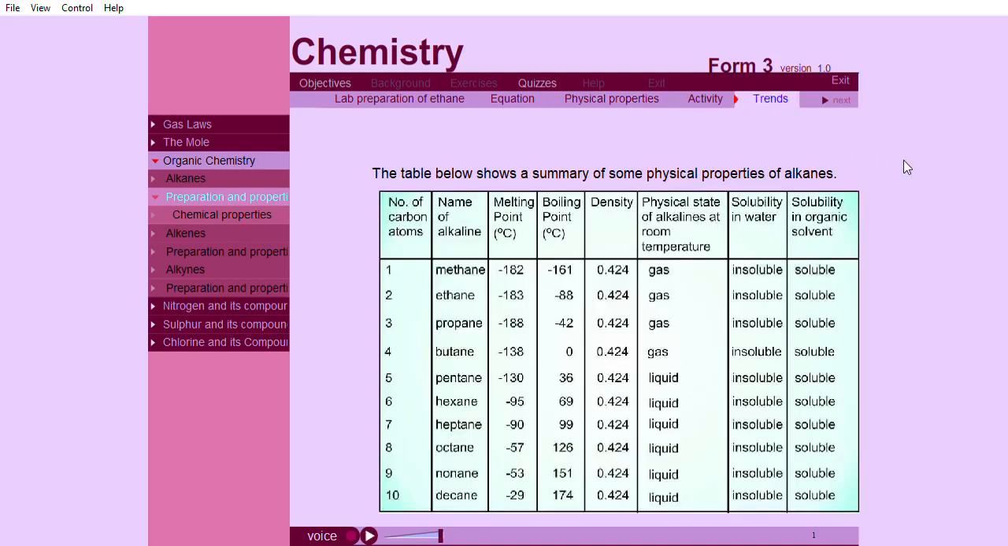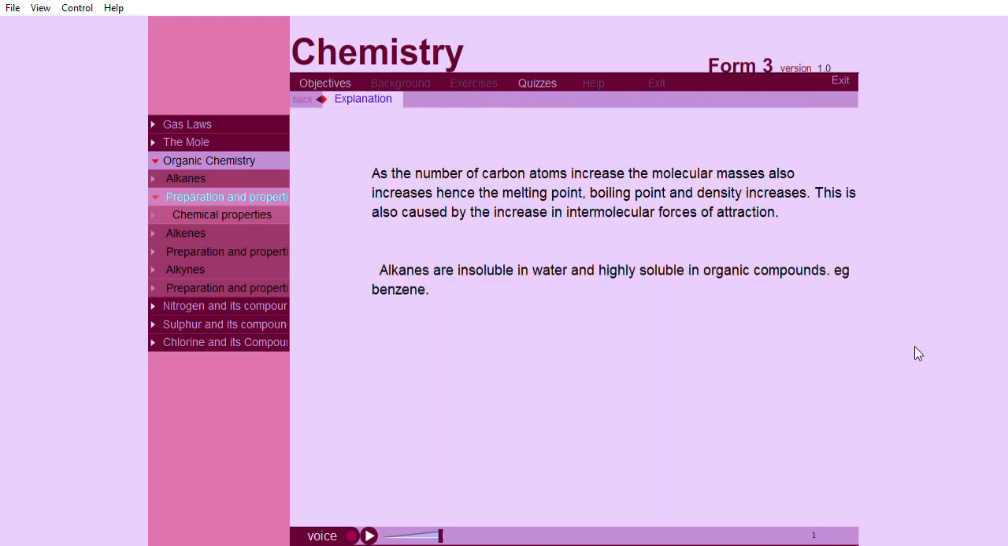The table below shows a summary of some physical properties of alkanes. As the number of carbon atoms increases, the molecular masses also increase, hence the melting point, boiling point, and density increase. This is also caused by the increase in intermolecular forces of attraction. Alkanes are insoluble in water and highly soluble in organic compounds, for example, benzene.